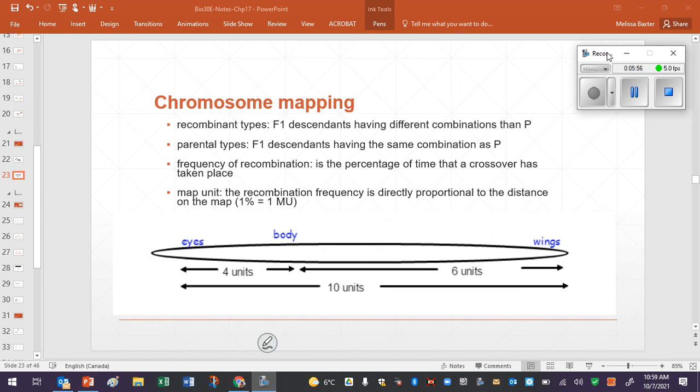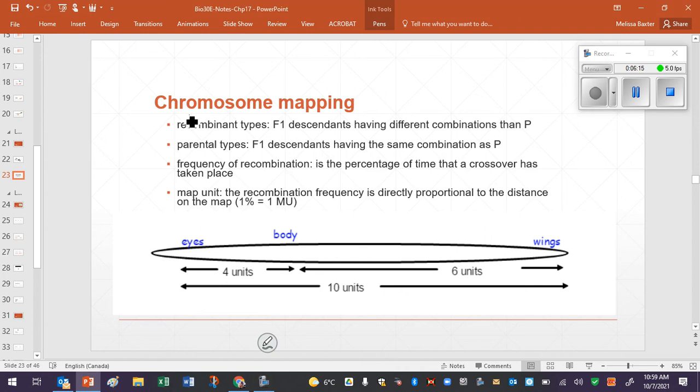So, I'm going to show you a little bit about chromosome mapping, and then we'll do the first couple questions out of your practice problems together so that you can see the strategy that we use. Now, there's a few more definitions that come at the beginning of this little explanation.